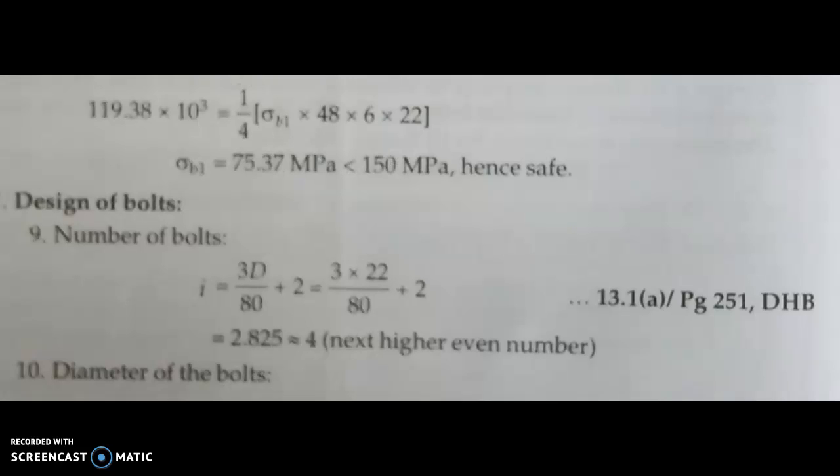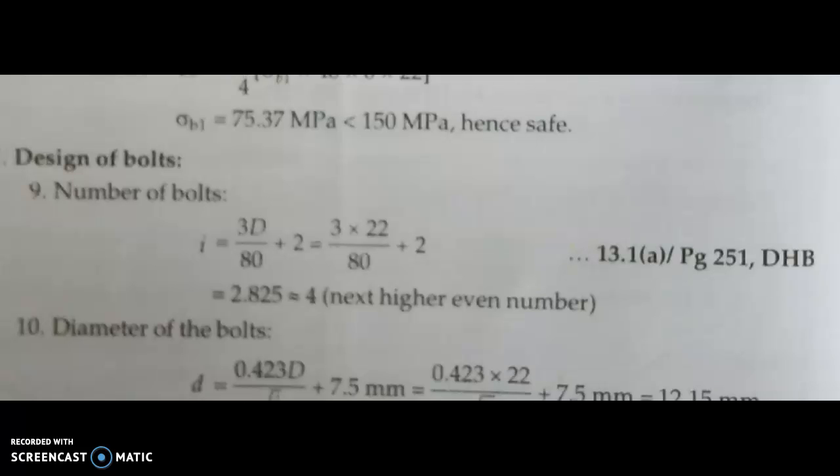It is given in chapter 13 in our data book, on page number 251. There is an equation 13.1a: i is equal to 3D divided by 80 plus 2. That is for the number of bolts, and it is equal to 8.42. We have to consider the next even higher value, that is equal to 4. So we can supply 4 bolts in the particular flange.